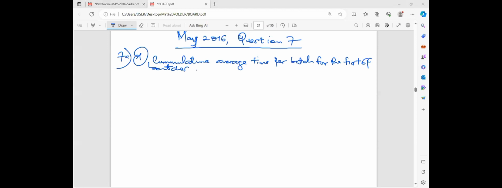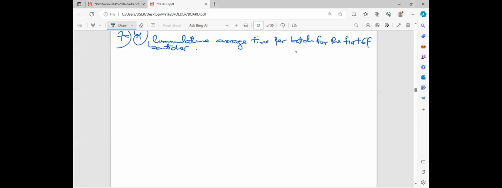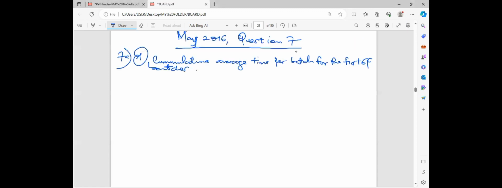Okay, awaiting a response. The cumulative average time per batch for the first 64 batches. So how do we compute that? What's the formula based on what I gave you last week? It is denoted as y equals ax raised to power b. I don't know if we actually went through all this. And what's y? From the note I gave you, what's y? What is a, and what is x, and what is b?